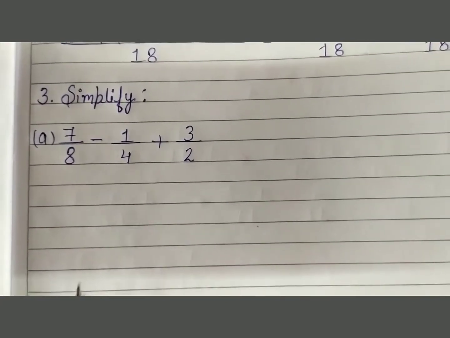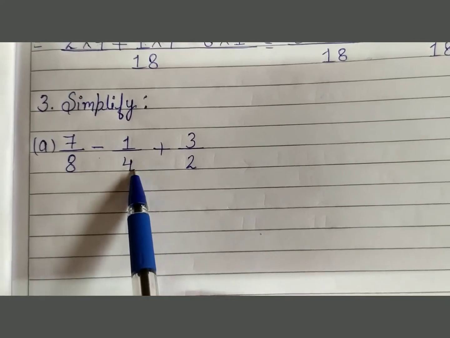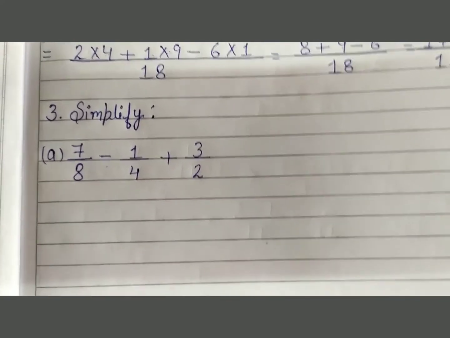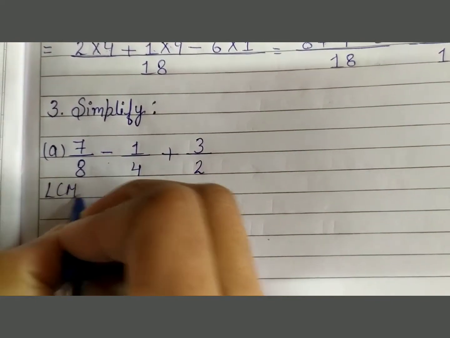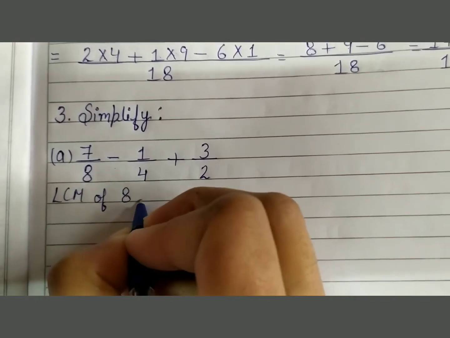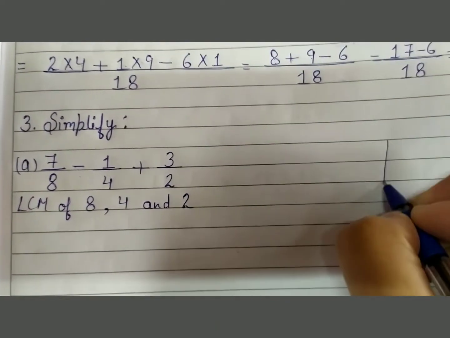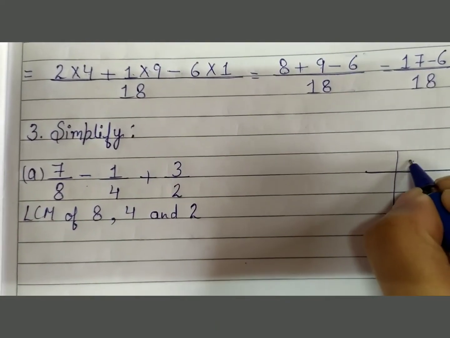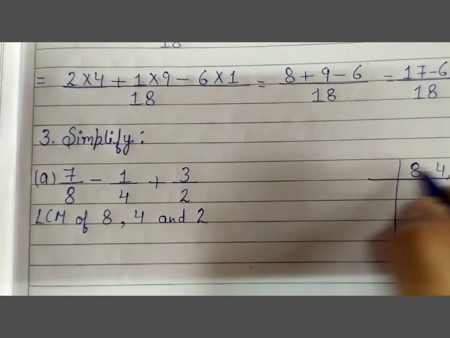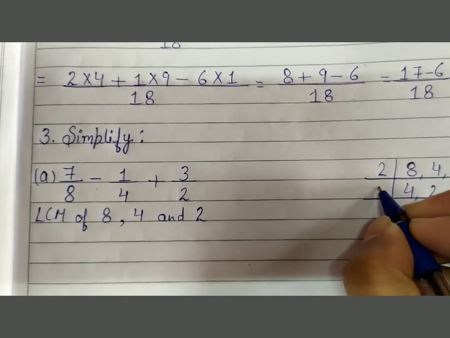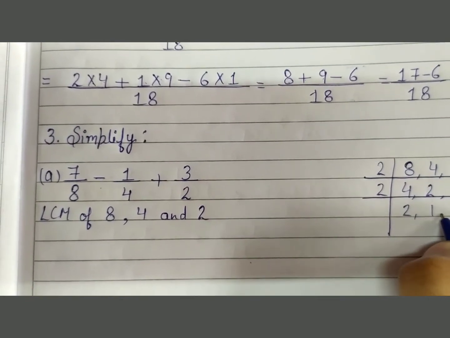Simplify 7 upon 8 minus 1 upon 4 plus 3 upon 2. Since the denominators are not the same, find out the LCM of 8, 4 and 2. 8, 4, 2. 2 4s are 8, 2 2s are 4, 2 1s are 2, 2 2s are 4, 2 1s are 2, 1 as it is.